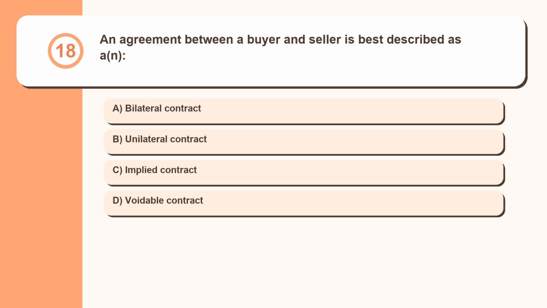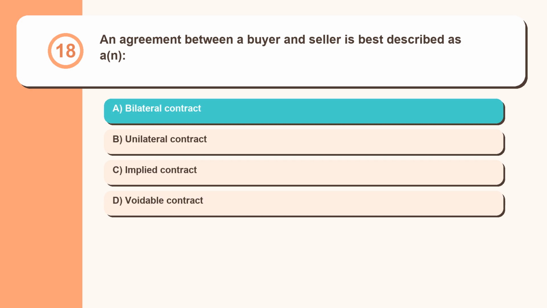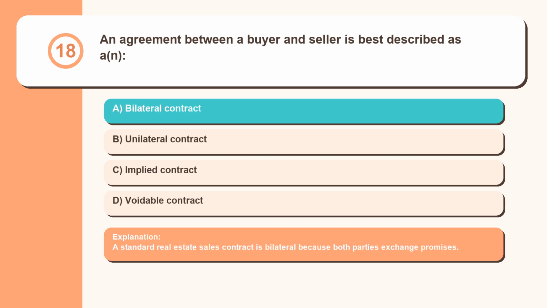Question 18. An agreement between a buyer and seller is best described as a: bilateral contract, unilateral contract, implied contract, voidable contract? A standard real estate sales contract is bilateral because both parties exchange promises.